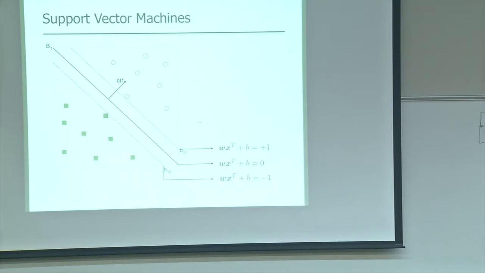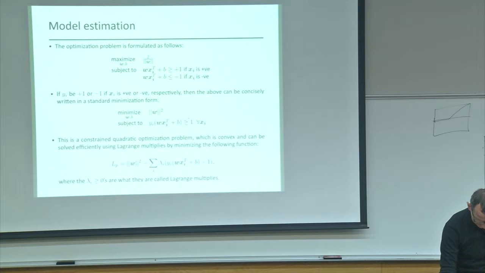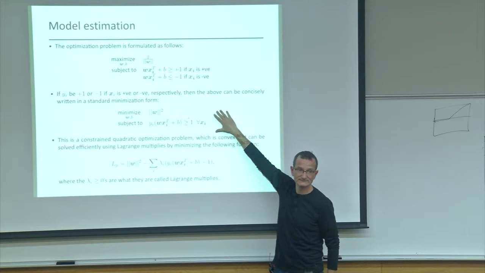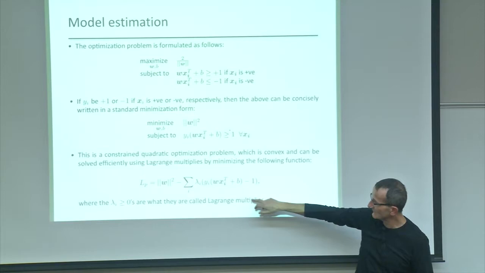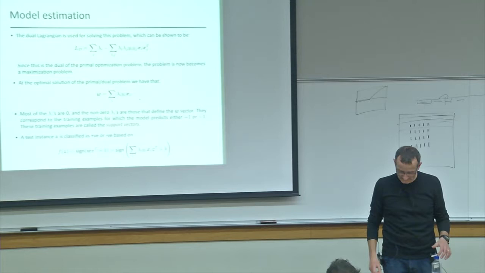So the optimization problem then becomes something like that: find the line that maximizes the margin. That leads to a problem that looks something like that. That's an optimization problem, which you solve by using what's called a Lagrange multiplier kind of formulation. That leads to something like that, which is a quadratic convex optimization problem. So you can solve those problems really efficiently.